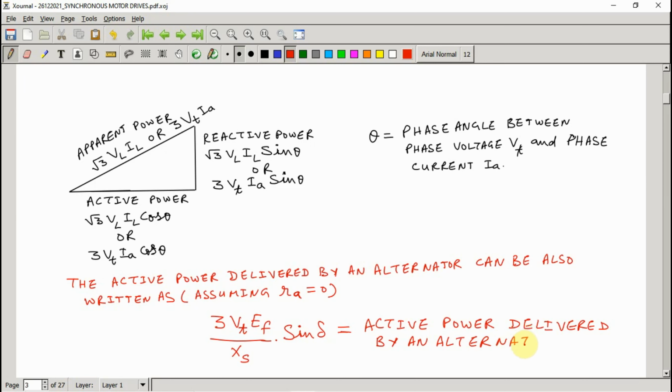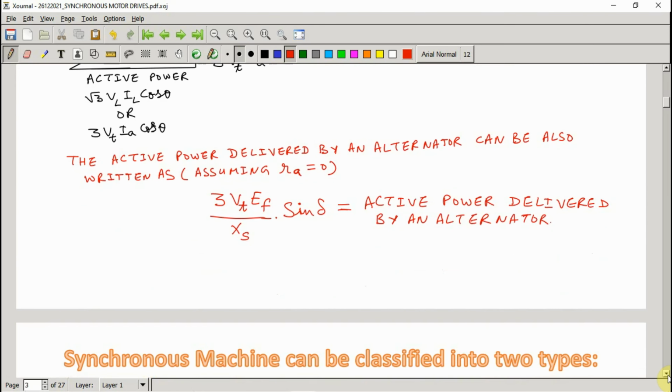So we will also utilize this particular equation. 3 VT into EF divided by XS, where XS means your synchronous reactance. This whole thing multiplied by sine delta is your active power delivered by an alternator. So we will consider these two things, and we will now start solving the problem.